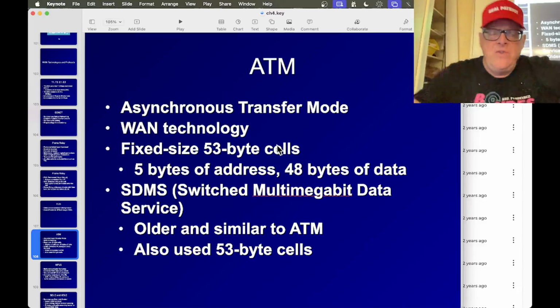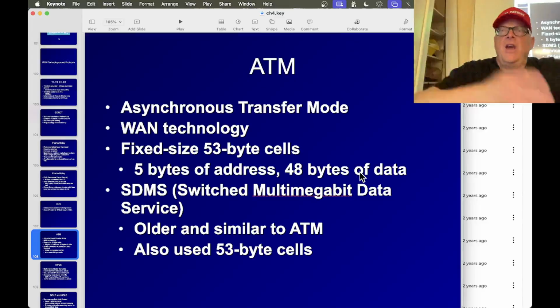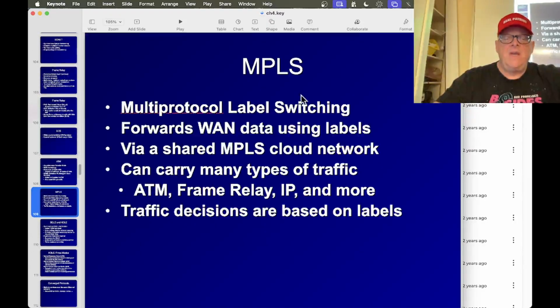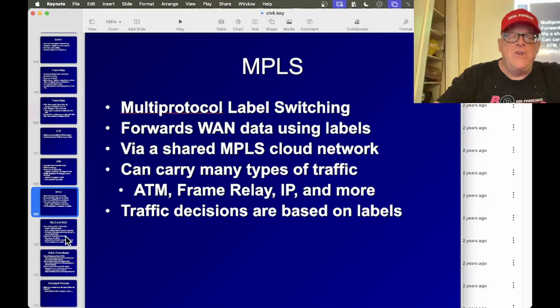ATM is still widely used. Every cell is only 53 bytes, 5 bytes of address and 48 bytes of data, and you can carry other protocols all over it. And there's another older one called SMDS. Multi-protocol label switching is also used, another way to forward WAN data using labels that can carry many types of traffic, including ATM and frame relay. And these are what ISPs use to move large amounts of varied traffic from one location to another.